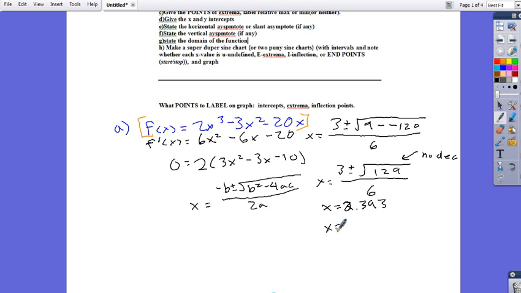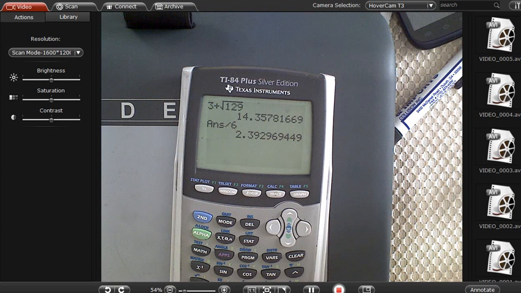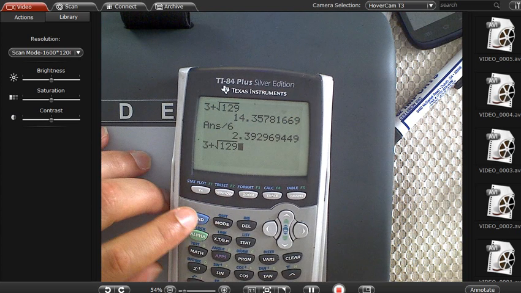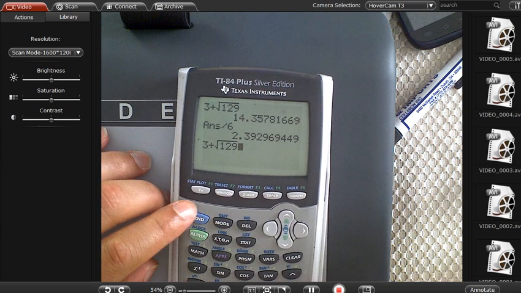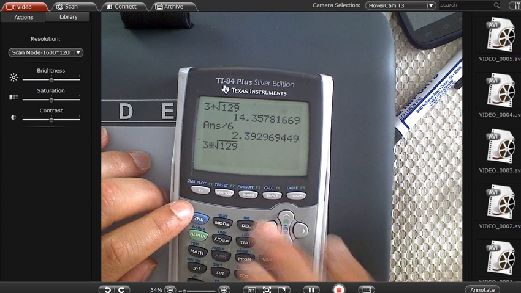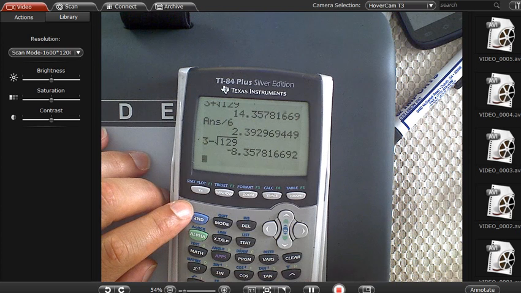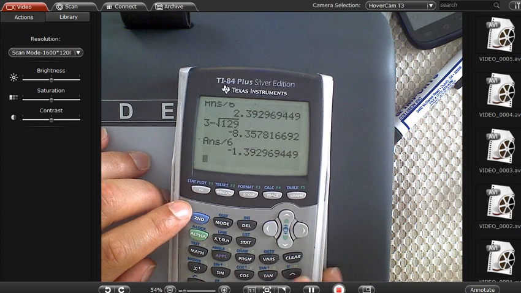And x equals, now I'll do my minus. Minus square root 129 divided by 6, negative 1.393.